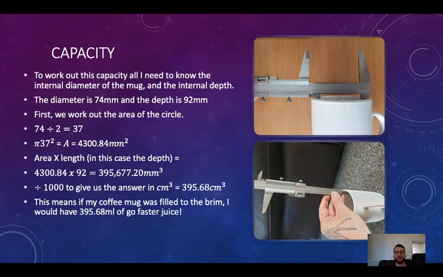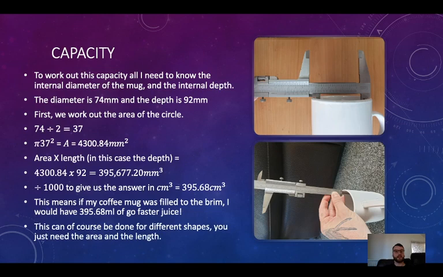This means that the coffee mug, when filled to the brim, would have 395.68 milliliters of Go Faster juice. So it's going to have 395.68 milliliters because it's 395.68 centimeters cubed, or that's its cubic capacity.